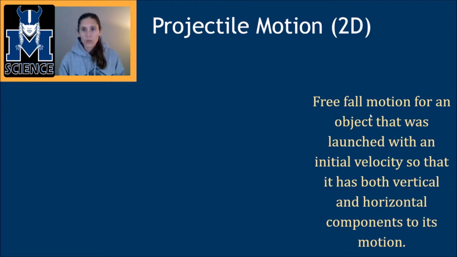Okay, that's kind of weird because we talk about free fall like straight down, and projectiles have velocity in two different directions. They have a vertical component and a horizontal component of their velocity. But it's similar to free fall motion, but the object was launched with an initial velocity, so it has both vertical and horizontal components to its motion. So the ball is launched, and it has both vertical and horizontal components. It's changing its position in two dimensions.